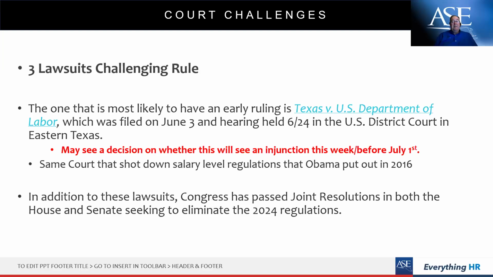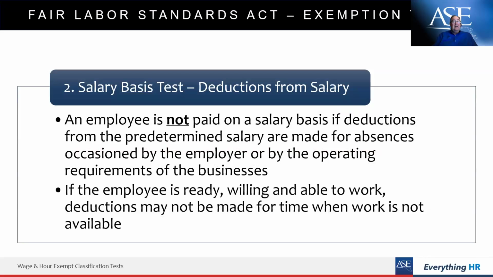Also going on, challenging these regulations, is a joint resolution in both the House and Senate seeking to eliminate the 2024 regulations. This is not going to get too far because the Biden administration is behind the issuance of the Department of Labor regulations, so it's probably going to get stopped right there. Best hope that we are set with the status quo would be if the Texas Federal District Court puts a stay on these new regulations. So with that said, let's really quickly look at the regulations, the tests that have to be met.